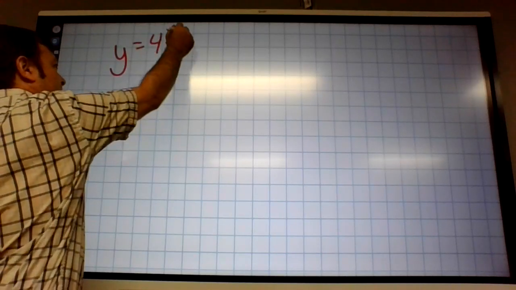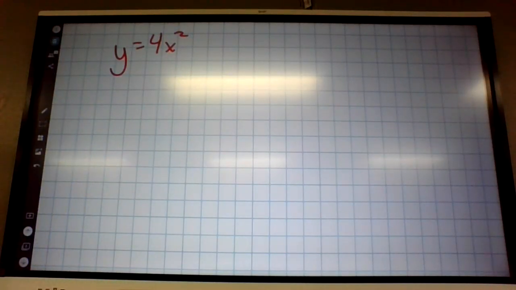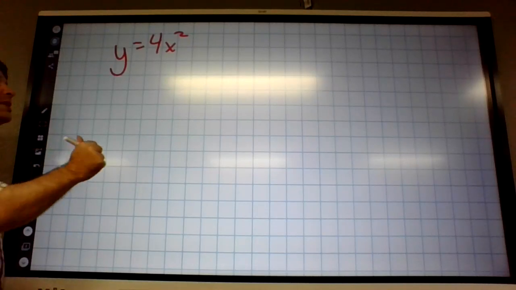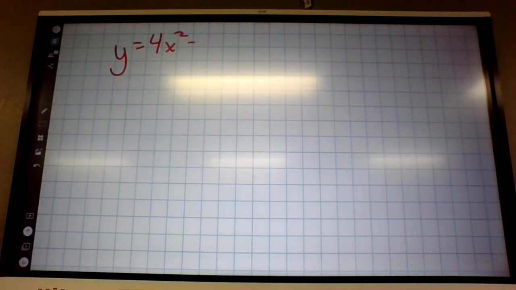Anyways, number 15, 4x squared minus 16. I think I might do one of the evens because 16 and 18 are written in vertex form. This is kind of how they wanted us to do the second section.